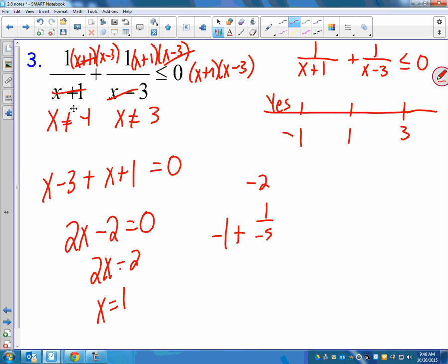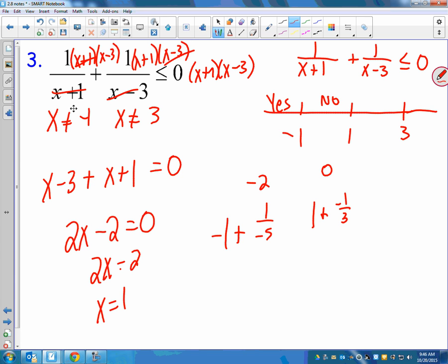0, I always pick 0 if I can. So down here, I'm going to put 0, and I'm going to do my work here. If I put 0 in here, I'm left with 1 over 1, plus, if I put 0 in there, I get -1/3. 1 is bigger than -1/3, so that's going to be a positive answer, right? So that one's not going to work.